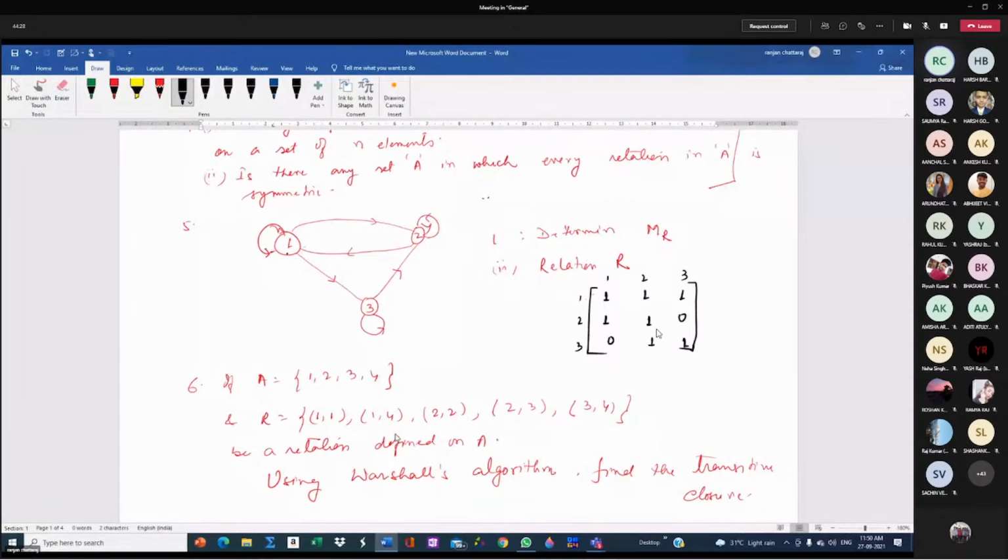So what is the relation? R equals how much? It is (1,1), (1,2), (1,3), and then (2,1), (2,2), and then (3,1), (3,2), and then (3,3). So these are the short type questions, 1 mark each.